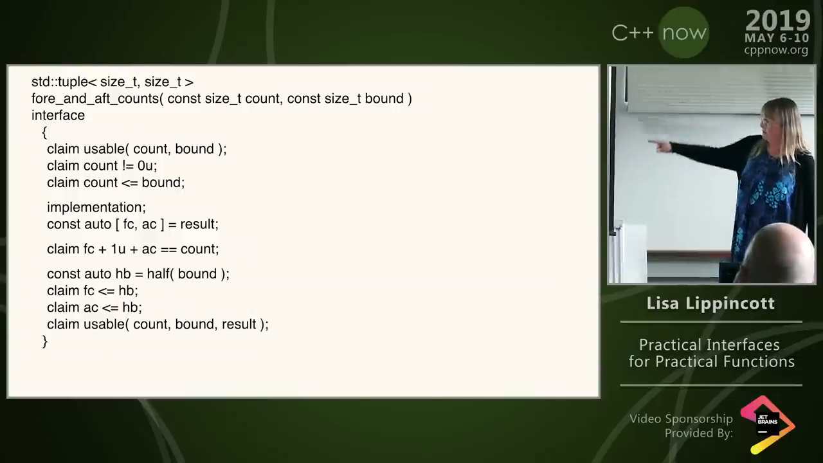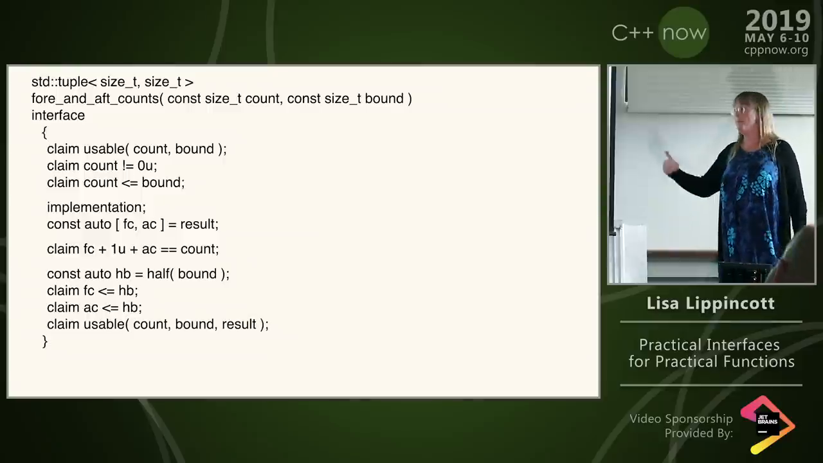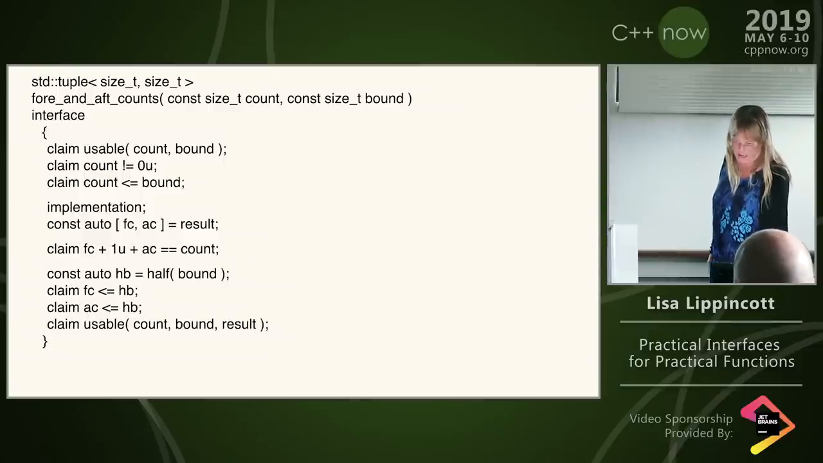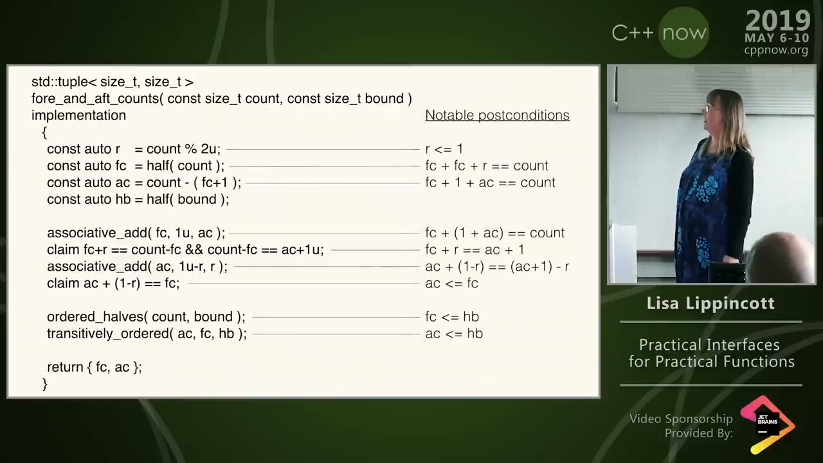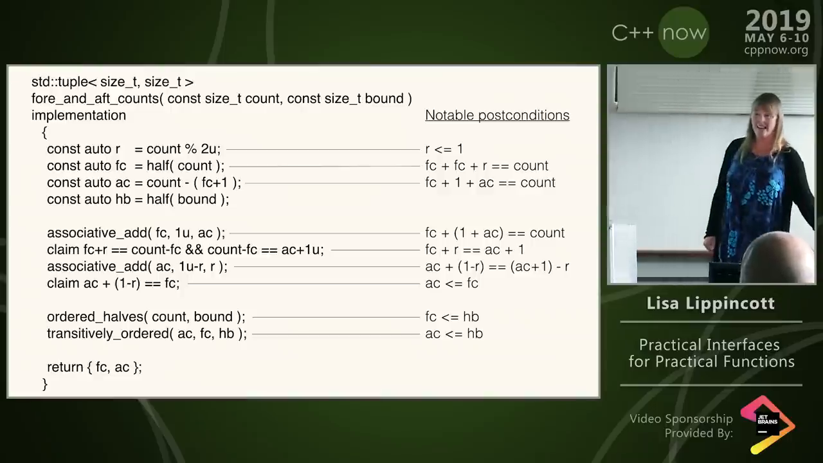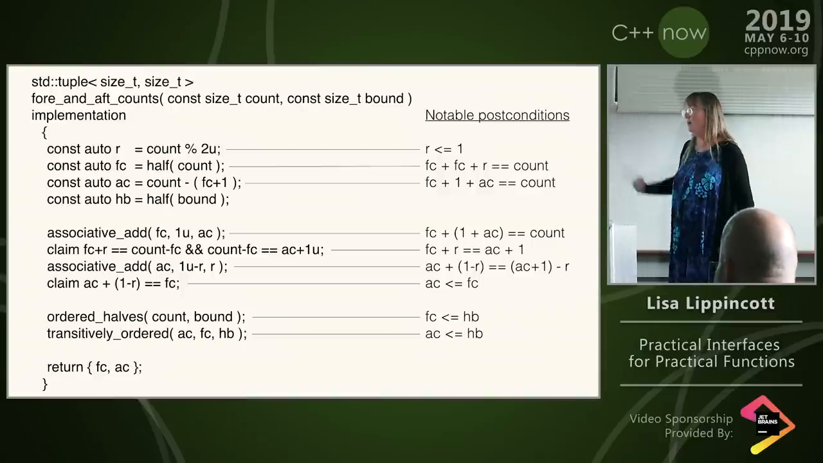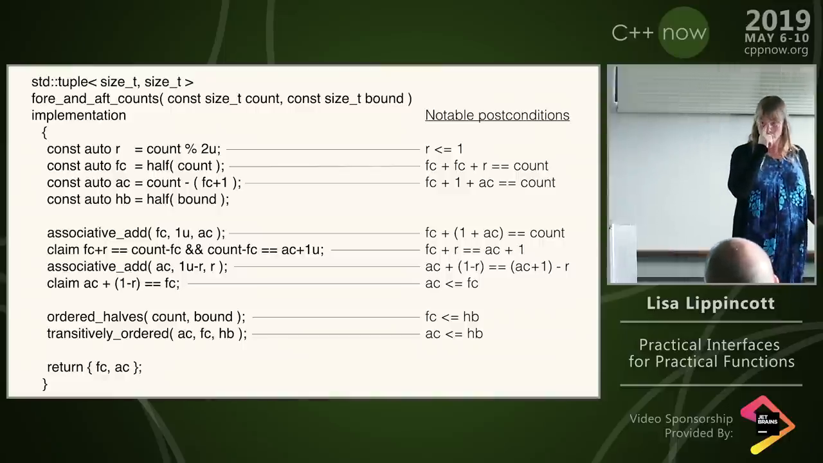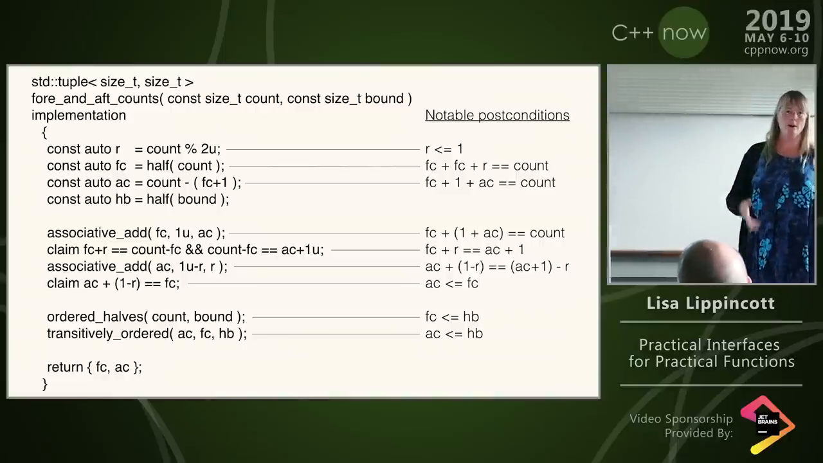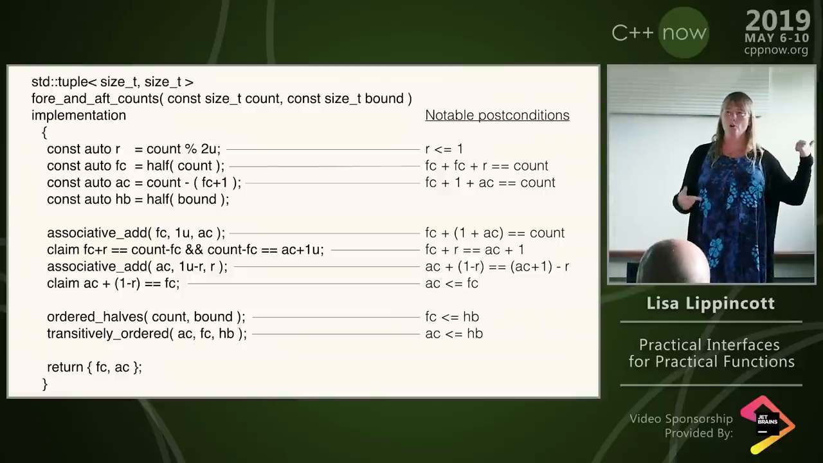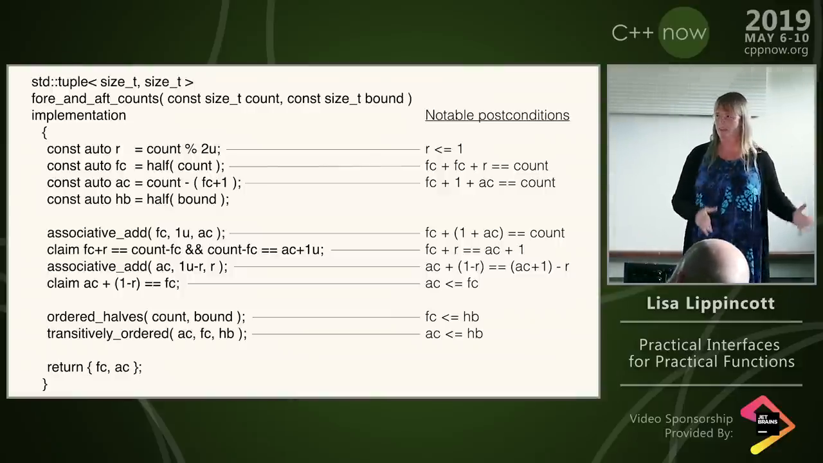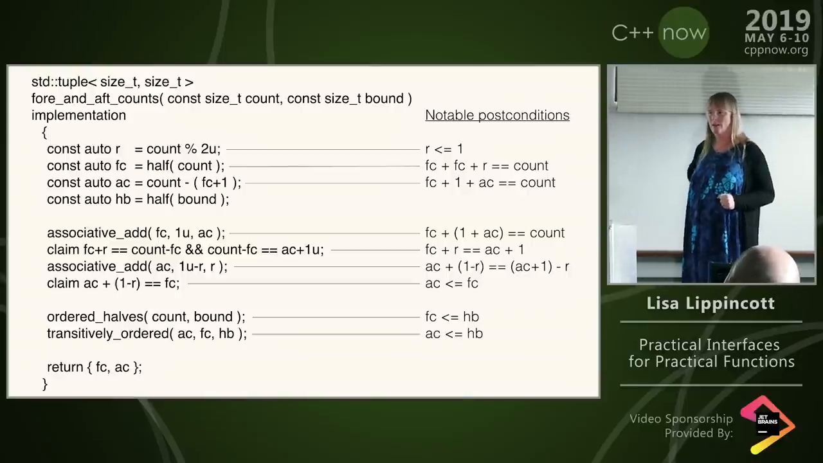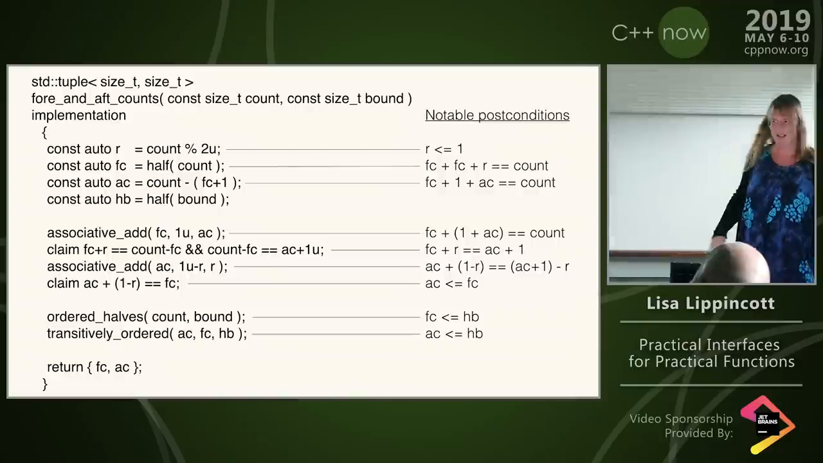And then a few mathematical things that we need to know about the fore and aft counts when we come out. And again, I'll show you the implementation of that. We do a bit of calculation to actually get our numbers. And then we have a bunch of calls to theorems and claims in order to explain why our numbers are going to match the things we claimed in the epilogue of the theorem.